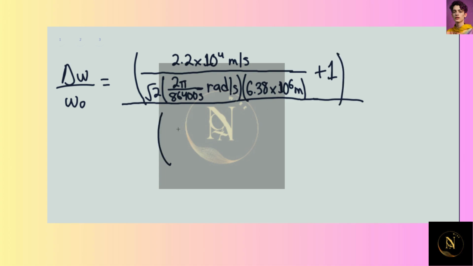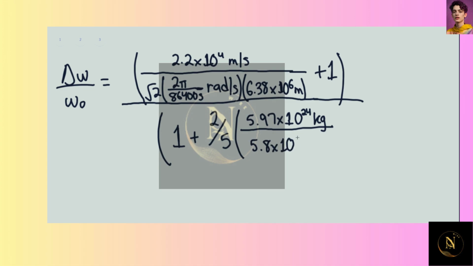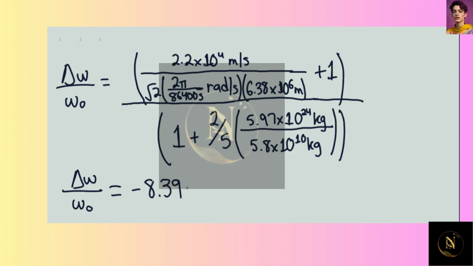And then this would be divided by 1 plus 2/5 multiplied by the mass of the Earth, 5.97 times 10 to the 24th kilograms, divided by the mass of the meteorite, 5.8 times 10 to the 10th kilograms. And so we find that the change in the angular velocity over the initial angular velocity would be equaling negative 8.39 times 10 to the negative 13th, and this would be our ratio.